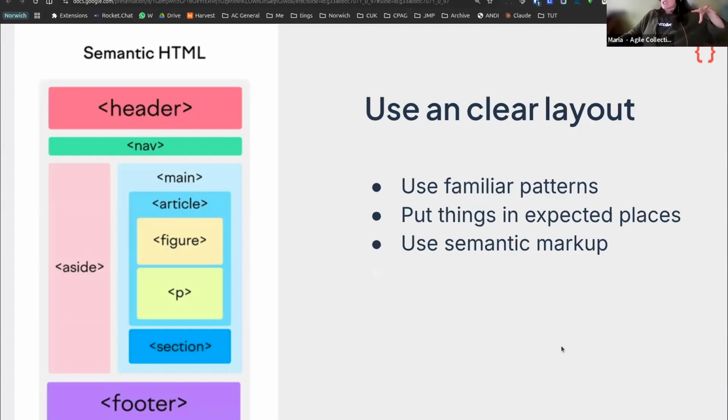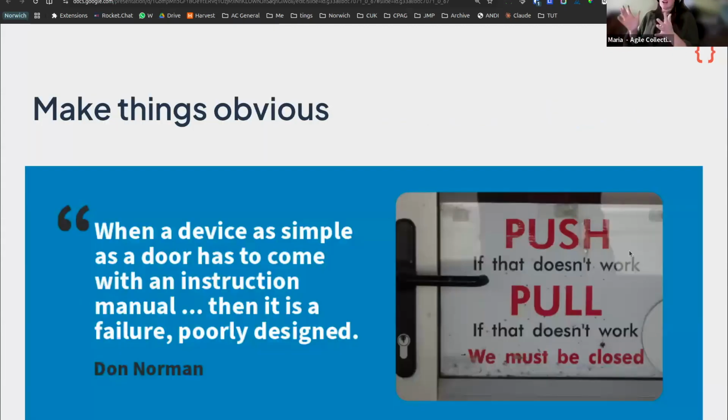If you really want to innovate and play with breaking common design patterns, just don't do it when you're providing critical or urgent information. Save that for something that's not that important. Make it obvious what things are and how to use them.